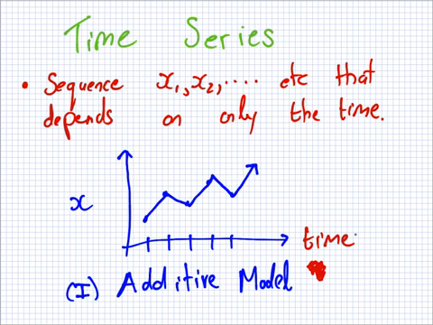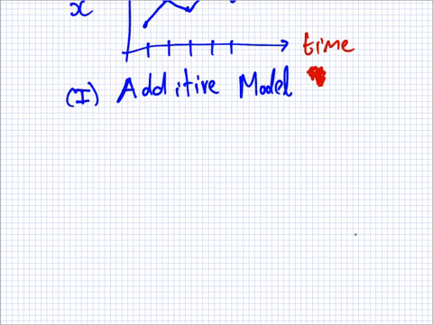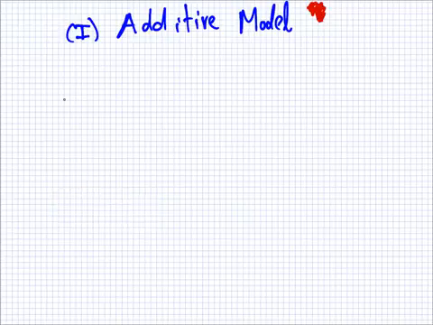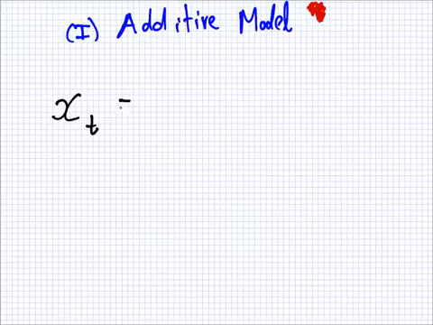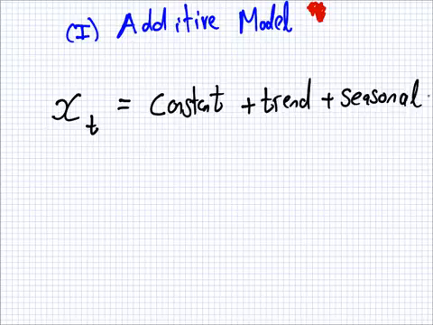There we go. Okay, can I scroll down? Yeah. So, in our additive model, what we say is the value depends on two parts. A trend part, or well, I suppose if you want, a constant plus a trend part plus a seasonal part.